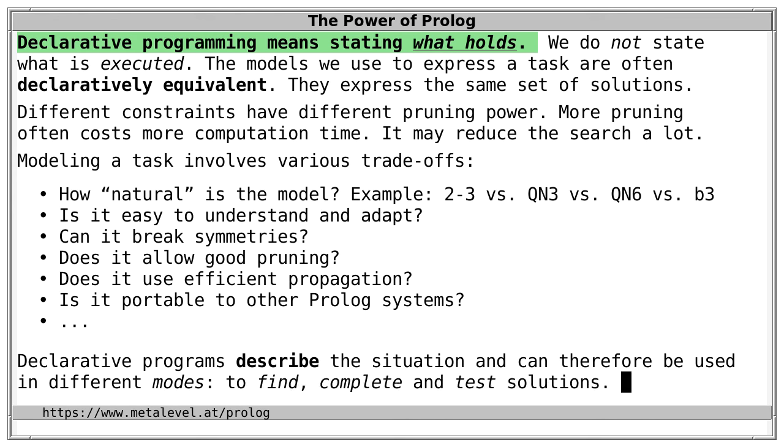Declarative programs describe the situation, and we can use the same description in different modes to find, complete, and test solutions. This is in contrast to imperative approaches, where we usually don't get this benefit.